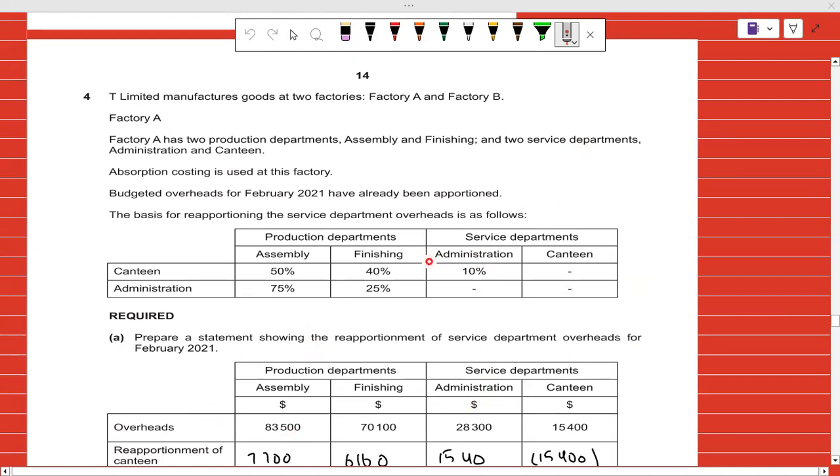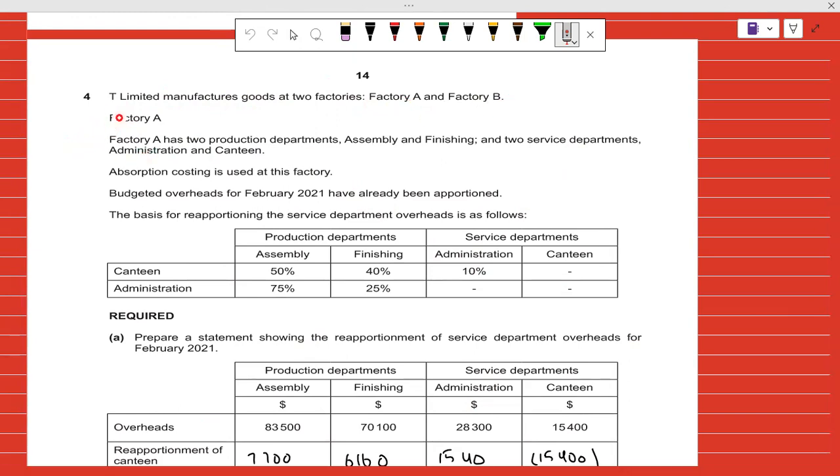Okay, so let's just start our question. In this question, you can see Tea Limited manufactures goods at two factories, factory A and factory B. We have information, but this is totally related to factory A, because most of the time, whenever you have a question related to absorption costing and marginal costing, you will see that they have two factories. In one factory they adopt absorption costing, and in the second factory they adopt marginal costing.